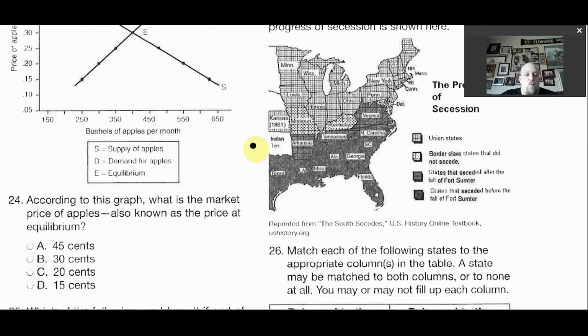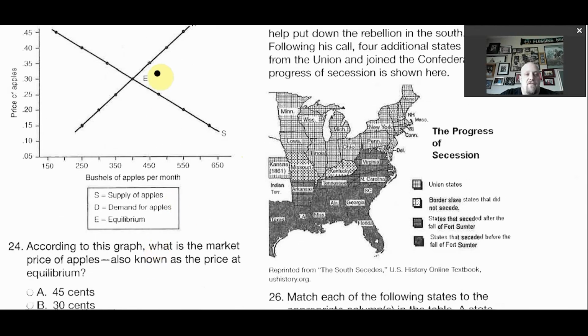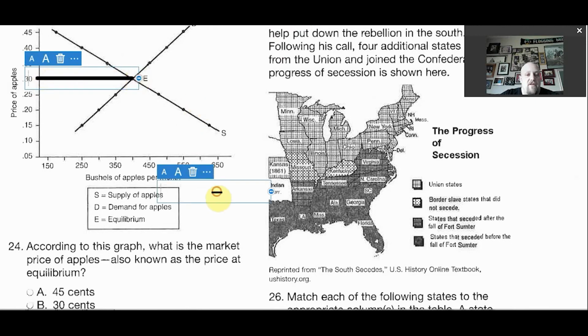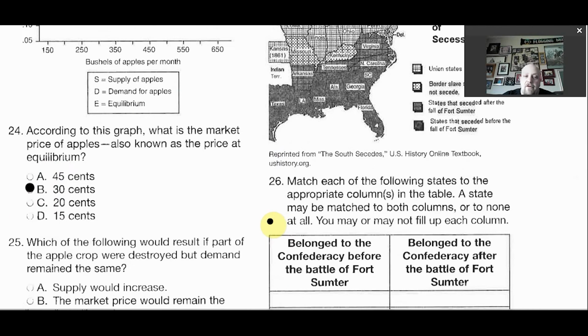According to this graph, what is the market price of apples, also known as the price at equilibrium? Pretty straightforward. So you find equilibrium, go over here to price of apples, and what do you get? So you're going to go ahead and get a perfect line to 30. So your answer here is going to be 30 cents. A little bit of a math problem in there for you.